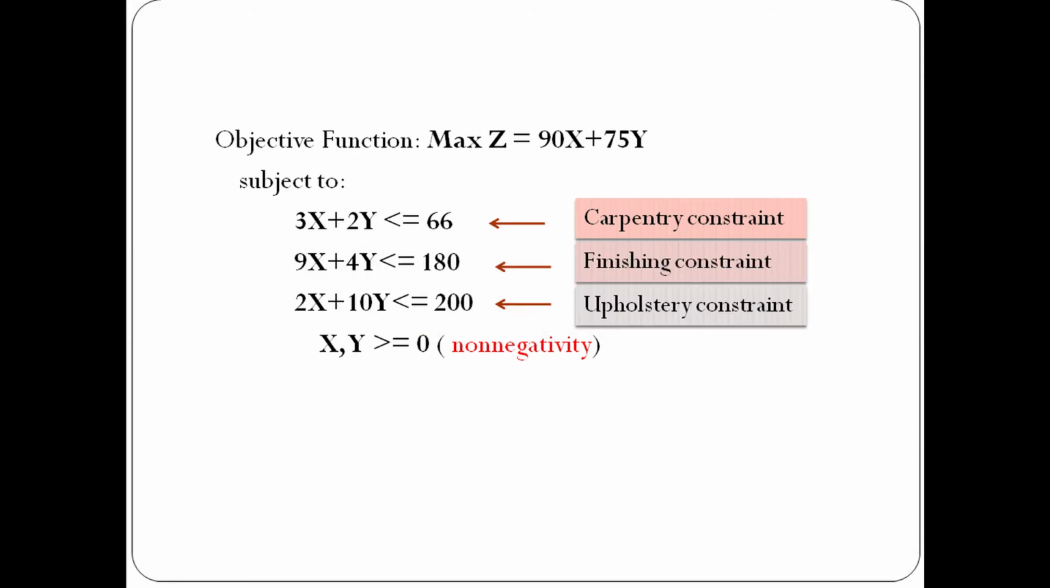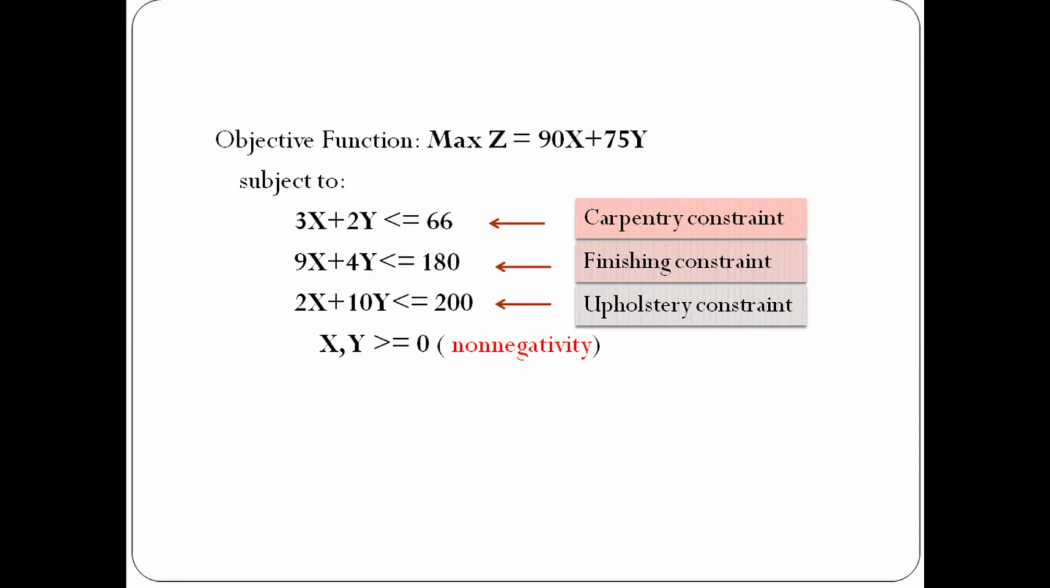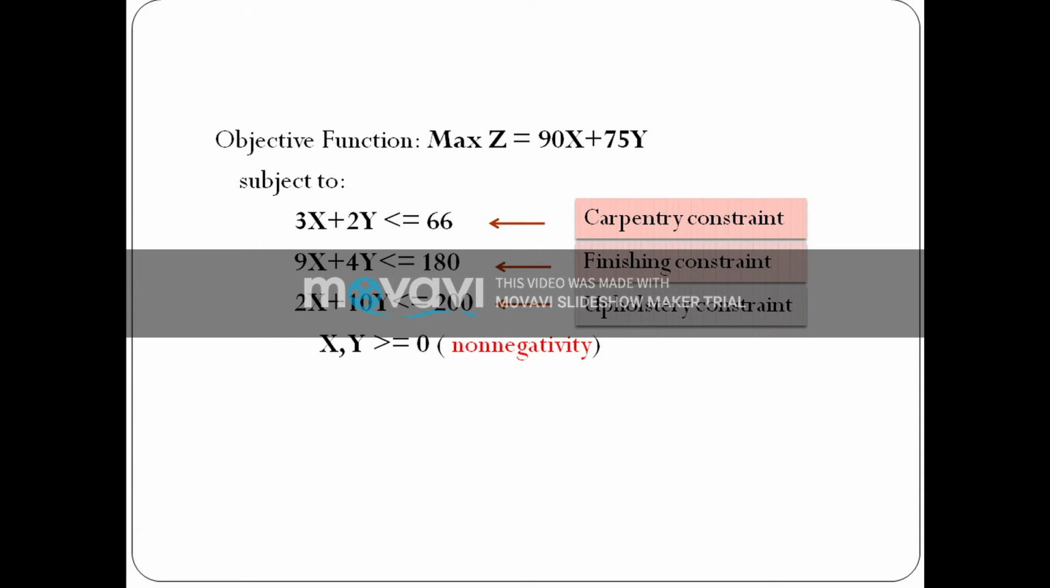We can now create the LP objective function and constraints in terms of X and Y, and it will look like this. Maximize Z = 90X + 75Y, subject to 3X + 2Y ≤ 66 for the carpentry constraint, 9X + 4Y ≤ 180 for the finishing constraint, 2X + 10Y ≤ 200 for the upholstery constraint, and X, Y ≥ 0 for non-negativity.